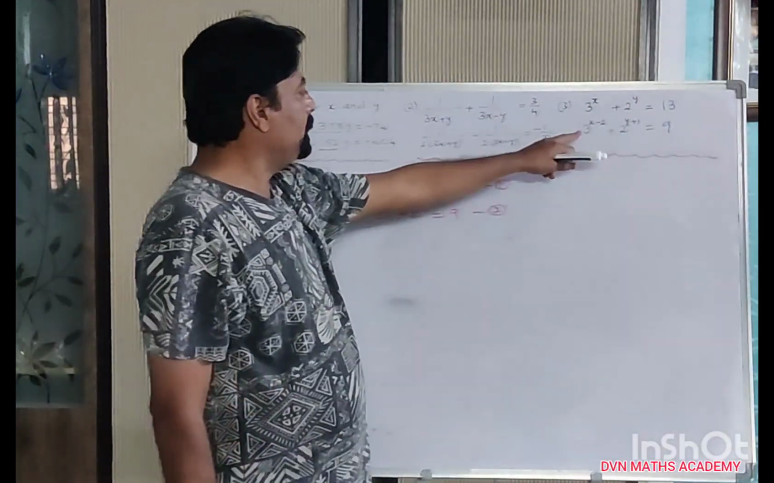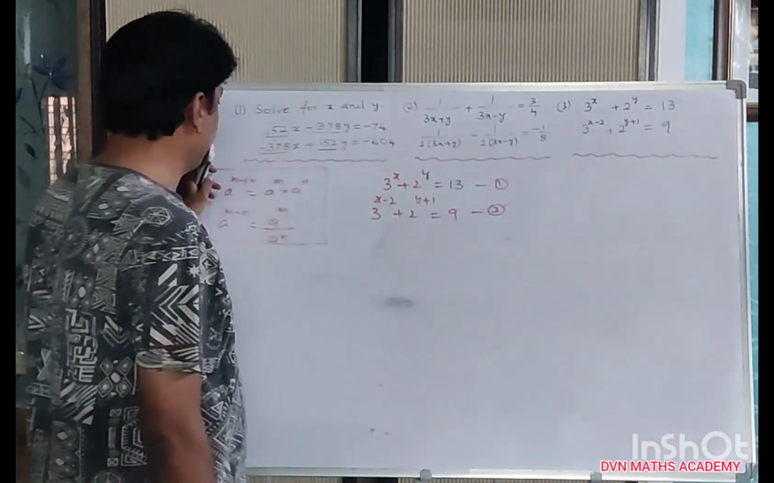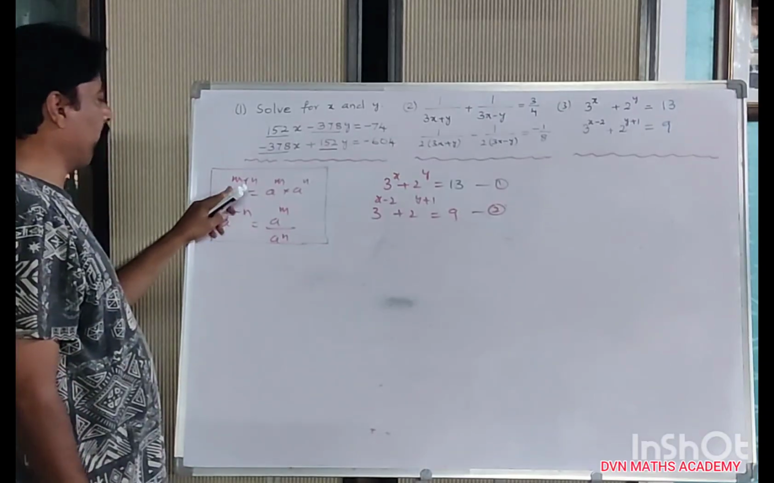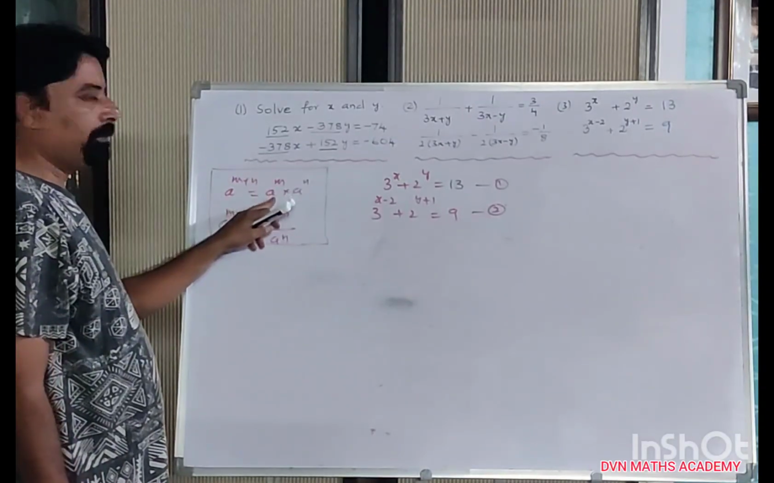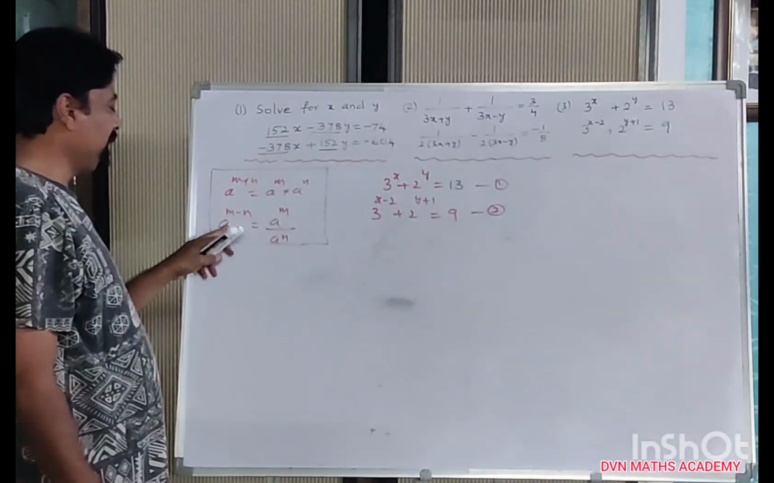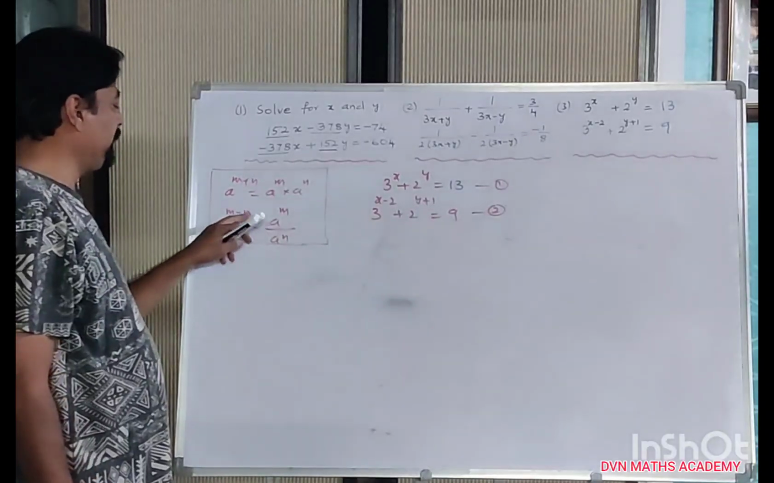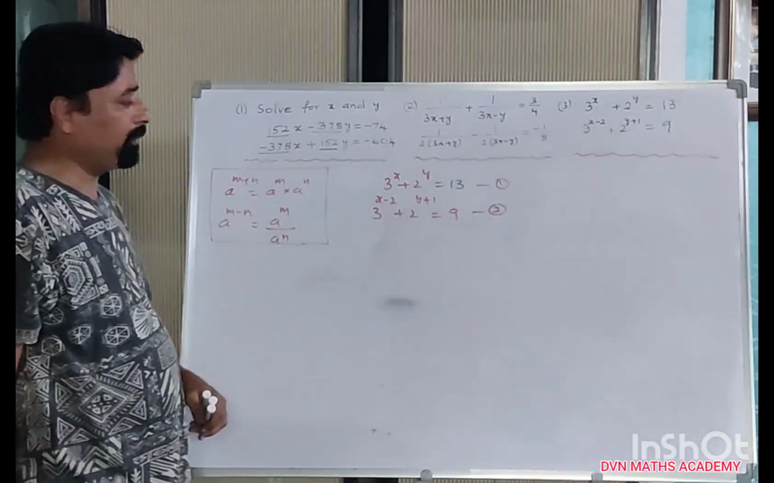While solving this question, we require some identities in exponents. You know that a to the power of m plus n is equal to a to the power of m into a to the power of n. These are the basic identities. A to the power of m minus n is equal to a to the power of m by a to the power of n.